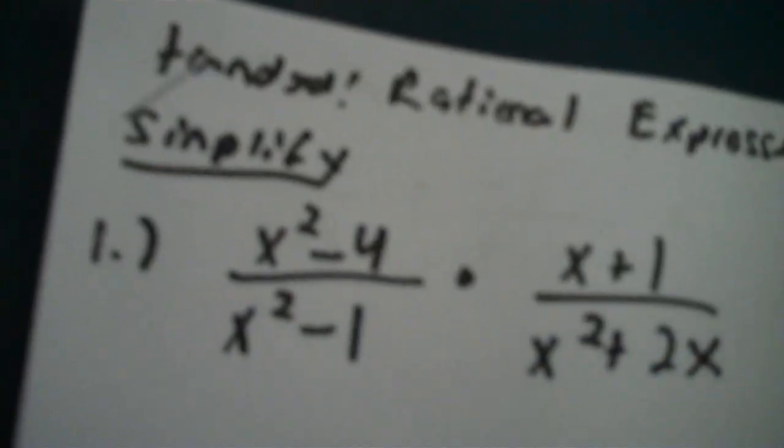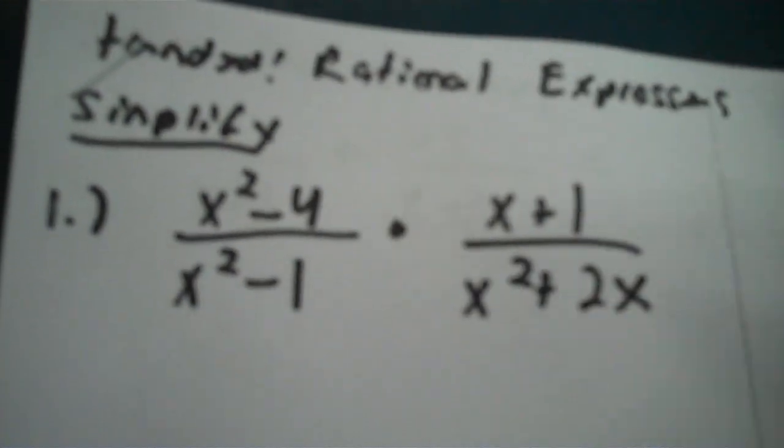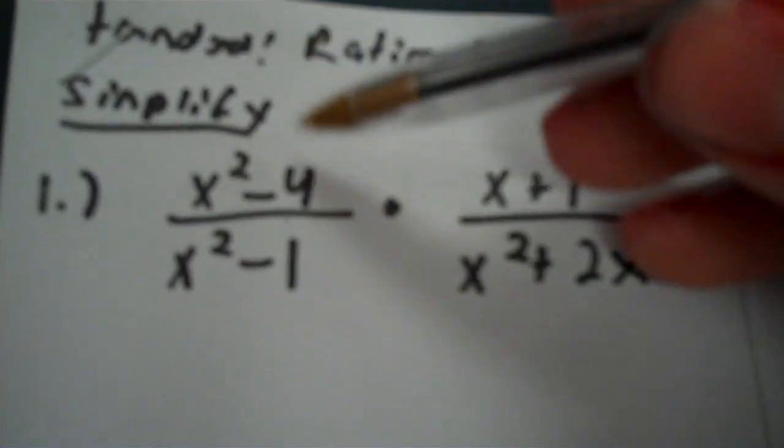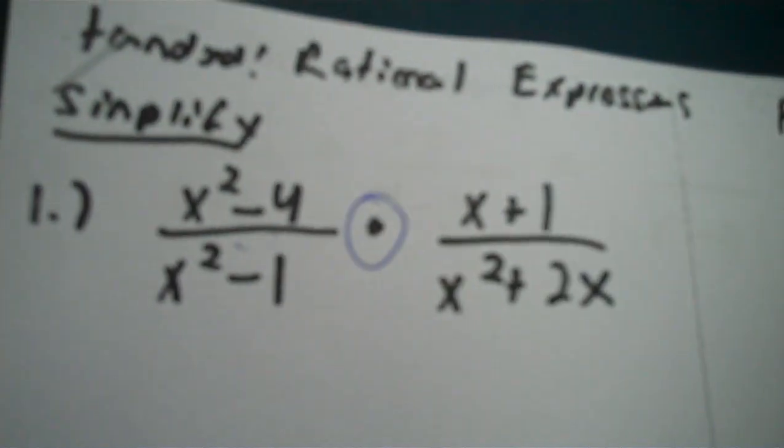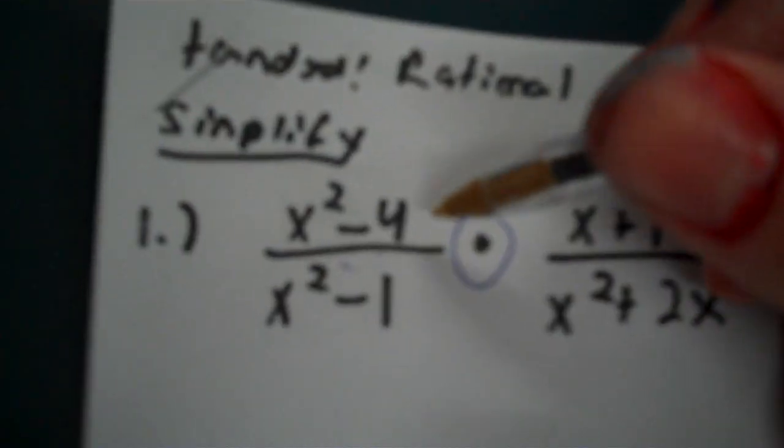Okay, rational expressions assessment review. Now we see what we have here: a bunch of rational expressions. It's what you have when you have fractions with variables on the bottom. That's what that's going to stand for. And we have to perform the operation, and it says times. Okay, well, the operation's times.